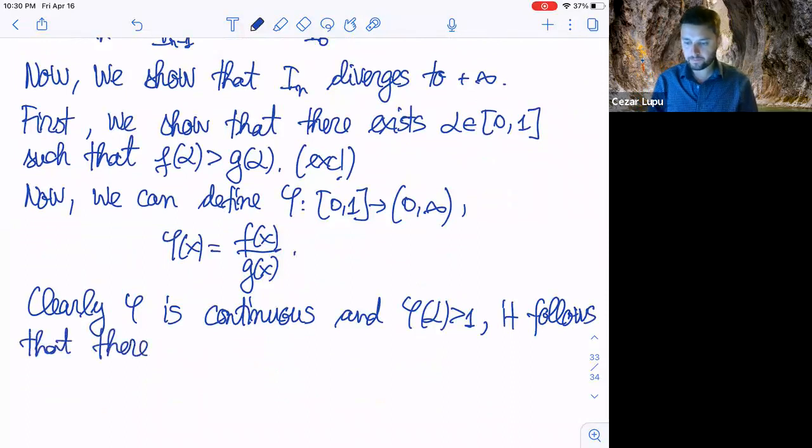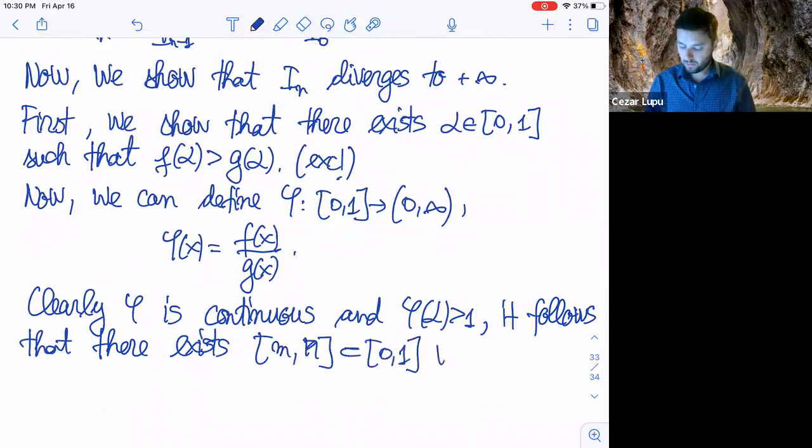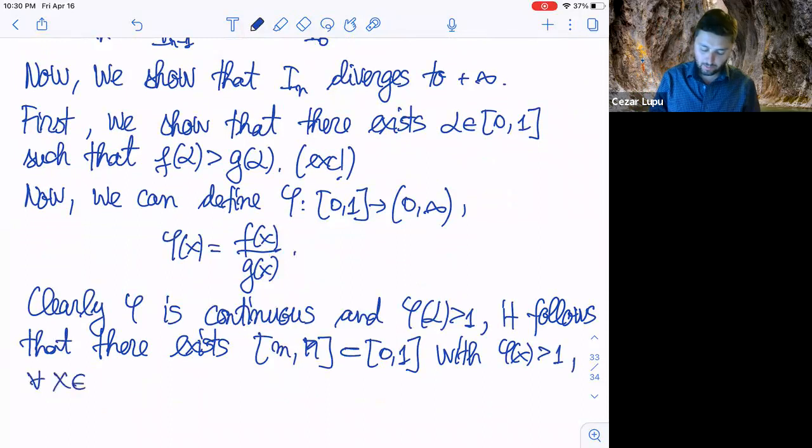So it follows that there exists, let's say, an interval M in [0, 1] with phi of x strictly greater than 1 for all x in that neighborhood, let's say M. Great, since phi is continuous on this closed interval M, it follows by the Weierstrass theorem that it has an infimum and a supremum, and these two are attained.